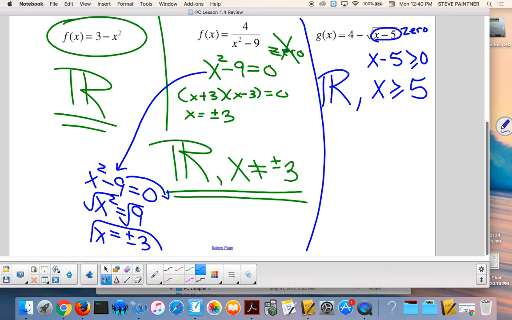Does that work? Is 4 bigger than 5? No. Plug it in. Square root of 4 minus 5 is negative 1. Can't take the square root of a negative. It doesn't work. That's why I'm trying to tell you 4 doesn't work. But what works? 5 or bigger.